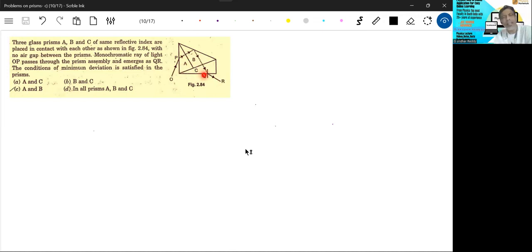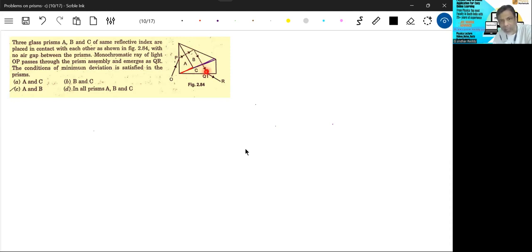So what is the basic idea for minimum deviation? The refracted ray inside the prism should be parallel to the base. So you can see that this is the base, and the refracted ray here, you can see this one. This refracted ray is parallel to this. Here the refracted ray is parallel to this.